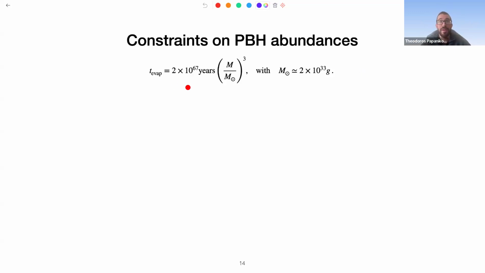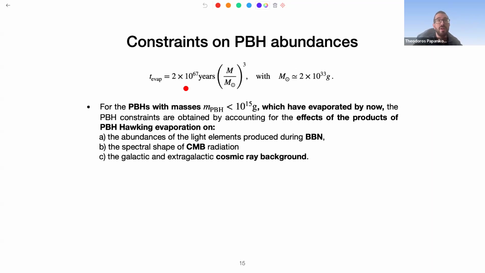So here I show you the evaporation time of a typical Schwarzschild black hole, which scales cubically with its mass. For black holes with masses less than 10^15 grams, the evaporation has been completed by now. So the observational constraints we can put on the abundances of these black holes come basically by studying the effects of the products of Hawking evaporation on the abundances of light elements produced during BBN, on the spectral shape of the CMB, as well as on the galactic and extragalactic cosmic ray background.